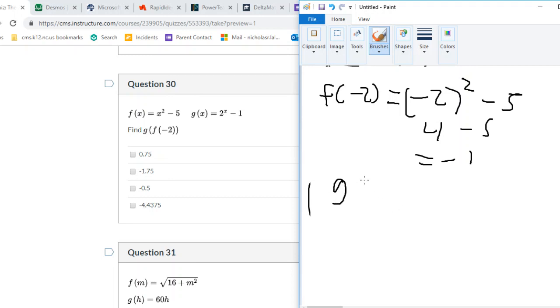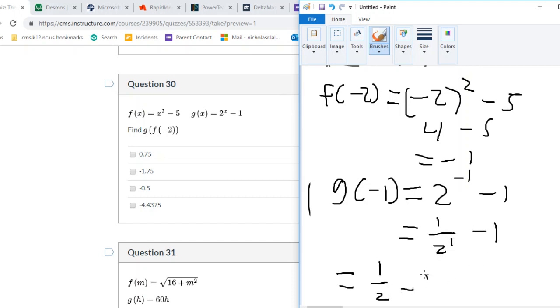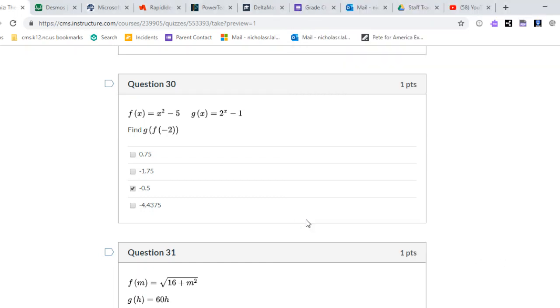And g of negative 1 is equal to 2 to the negative 1 minus 1, which is equal to 1 over 2 to the positive 1 minus 1, which is equal to 1/2 minus 1, which is equal to negative 1/2. So negative 1/2, negative 0.5 is our answer for question 30.